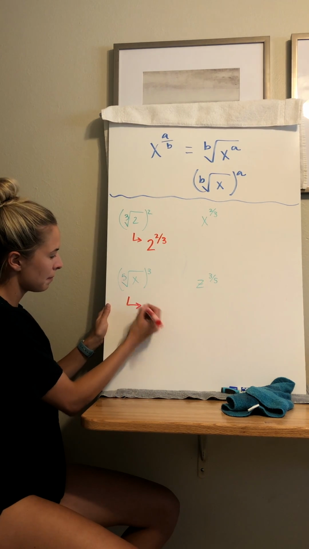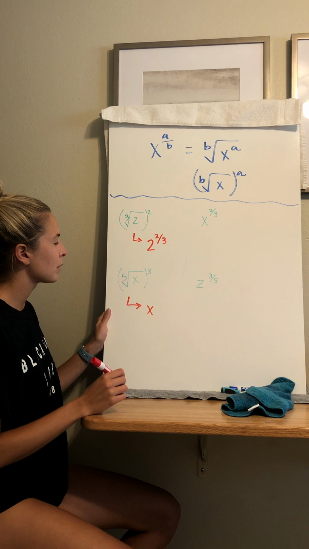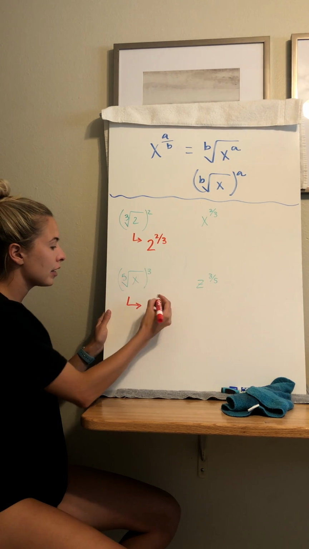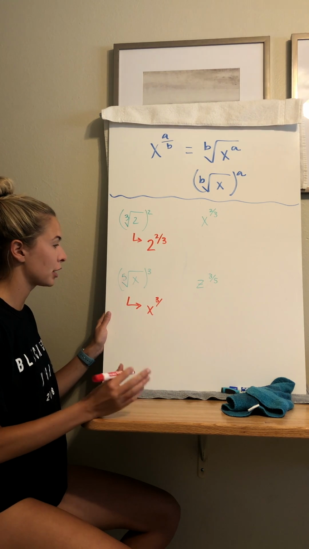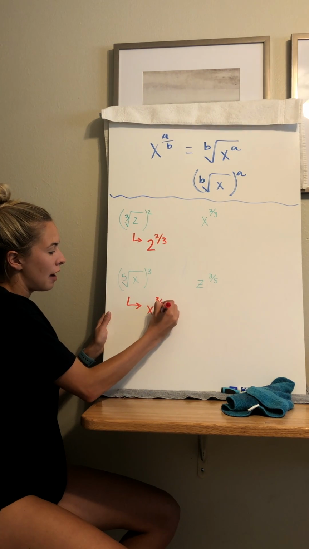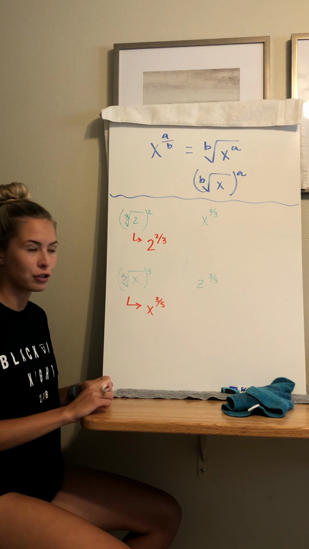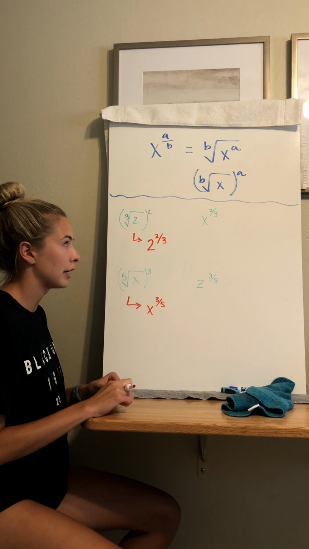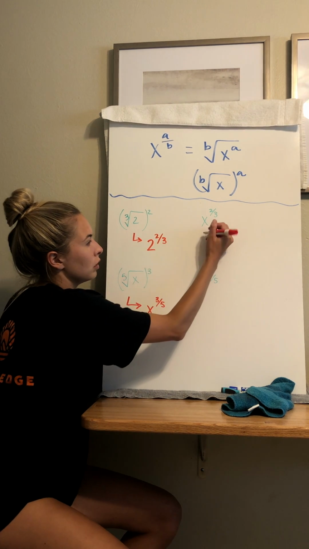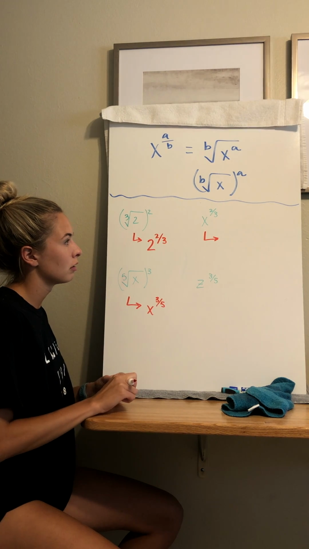Let's look at this one. Our base is x. Our power is 3. Our power becomes our numerator, and our root becomes our denominator, and our root is 5. So x to the 3/5 is our fractional exponent. Now we're going to change the fractional exponents to roots. So let's look at this one. We have x to the 2/3.